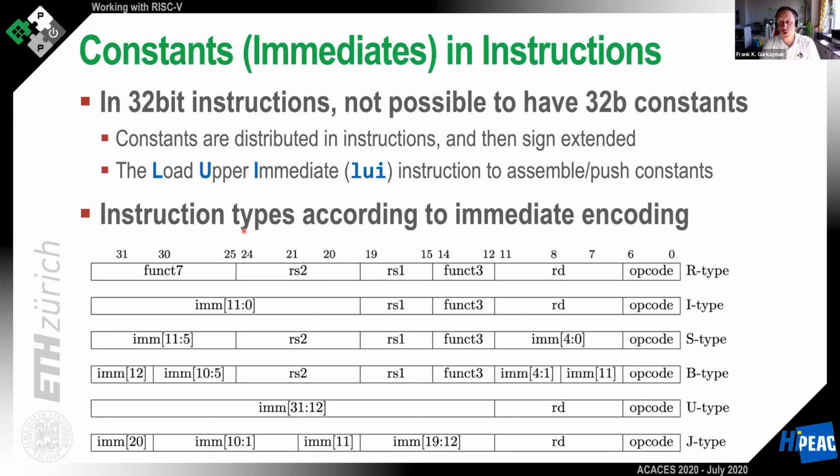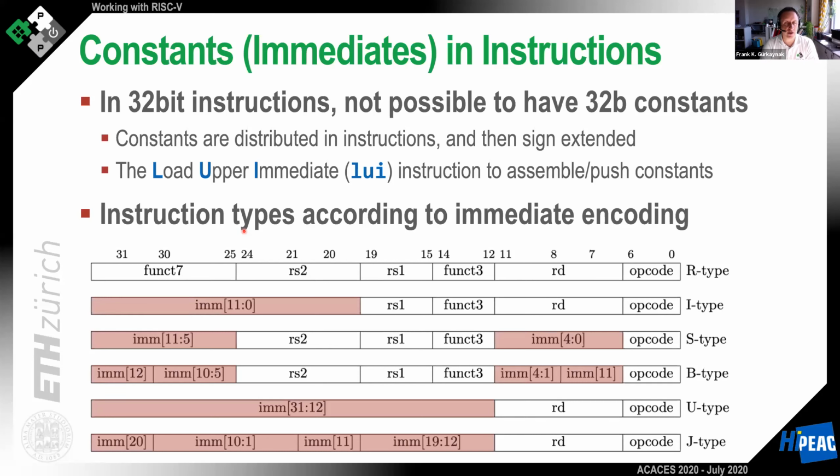So we were talking about these different types. S and B are the same, actually. U and J are also the same. So these are actually 4 with 2 subtypes. And you see now, according to how the constants are encoded, these are the places where the constants go in there. Now, there is a downside of trying to make everything nice and regular. You realize that you optimize for the opcodes, functions, and the places where you have the registers, and the rest of the space is filled up with those constants.